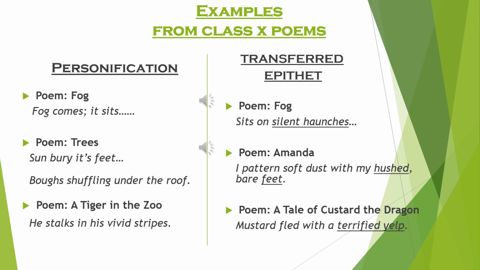Now for the transferred epithet, we have examples again from the poem Fog. Sits on silent haunches. Haunches are basically the back legs, the hind legs. So here, sits on silent haunches is referring to the cat. That cat sits silently. So the cat is silent, not the legs. But we are not saying the silent cat, we are saying silent haunches. So the adjective is being transferred from cat to haunches. So again, it becomes an example of transferred epithet.